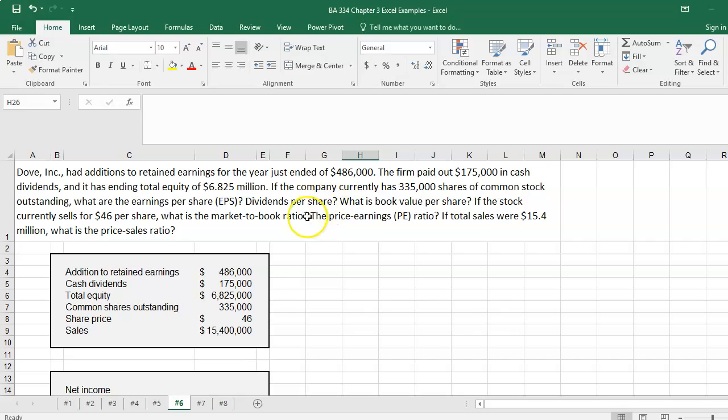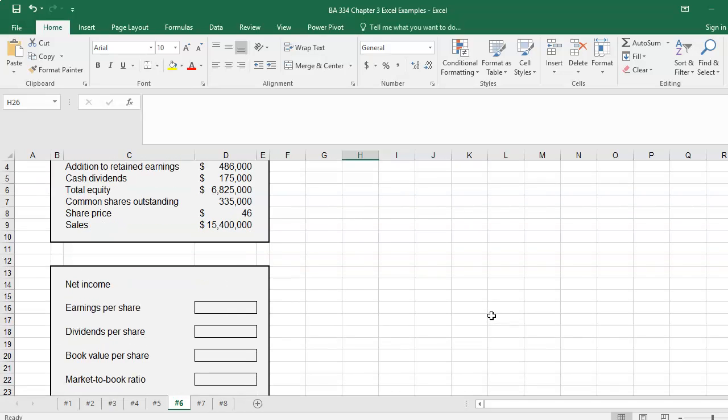In this example, we're going to be doing market value calculations. So market value calculations are looking at stock information, how much net income we generate per share of stock, how much dividends we pay per share, etc. So we have information and we need the net income in order to calculate a lot of these.